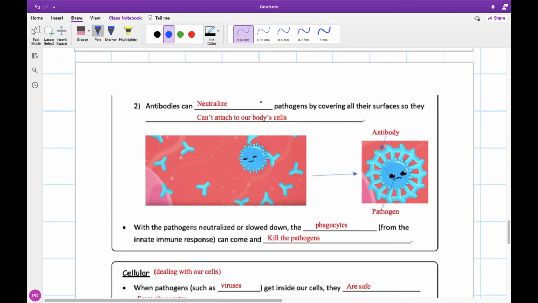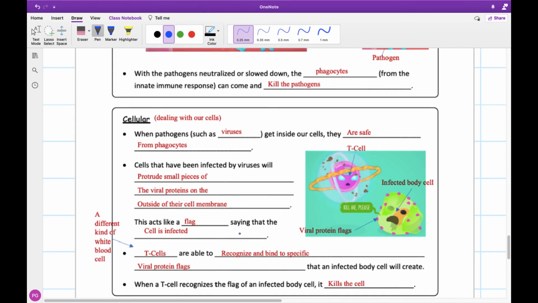These antibodies can also neutralize pathogens by covering all the surface so they can't attach to our body cells. Remember, the reason why they have these antigens is so that they can attach to our cells. If they're covered in antibodies on all the places where they would attach, they can't attach to our cells and affect us. Once the pathogens have been neutralized or slowed down, our phagocytes, so that's our second line of defense, can come in and kill the pathogen. Because these antibodies don't kill them, they just slow them down or neutralize them.